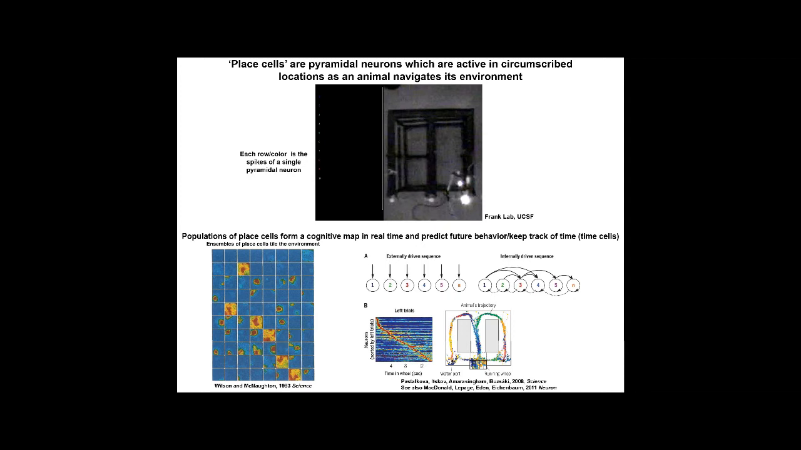In this task from Eva Pastalkova and Yuri Buzsaki, on the bottom right, the animal has to run in the running wheel for a fixed amount of time, leave the box, run down this platform, and make a right turn.